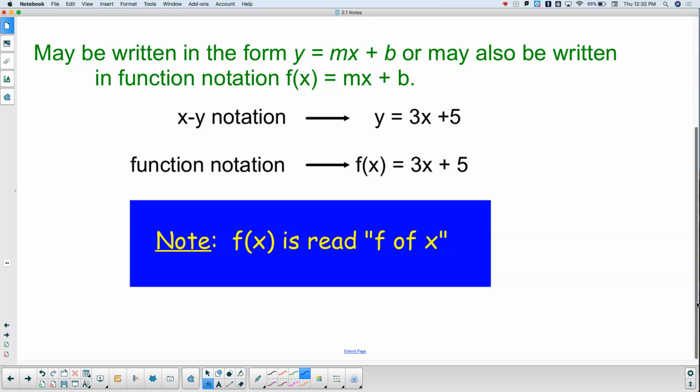And remember, f of x is read f of x, not fx. That's a TV station. It has the movies. F of x.